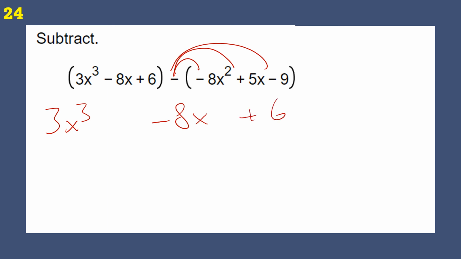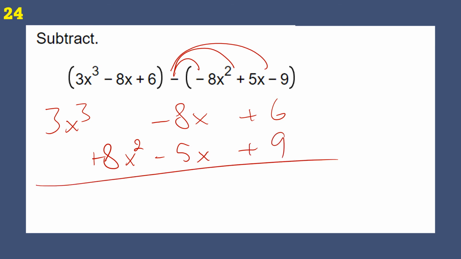Underneath, I'm going to write, after I distribute the negative, positive 8x squared, and then negative 5x, and then the negative 9 becomes positive 9. I lined them up, so that'll make my combining a little bit easier. Now that I distributed the negative, I don't need to subtract. I'm just going to add the lines up.